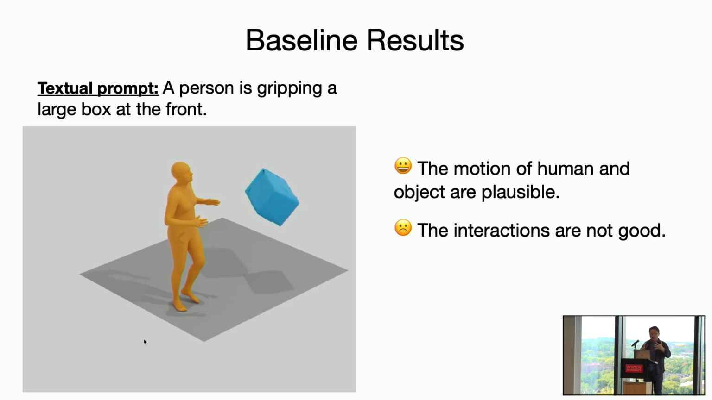We would like not only to have the object move along with the human, but also to have some meaningful contact. And you can imagine this contact may vary from one type of interaction to another. For example, here I'm showing the results of gripping or holding. But what if the person would like to sit on the box? How a person may have contact with the object may be different, varying from one problem to another. And it turns out this is a very difficult problem.